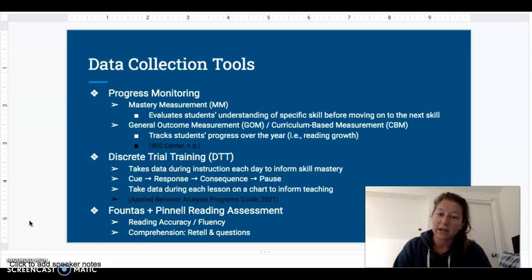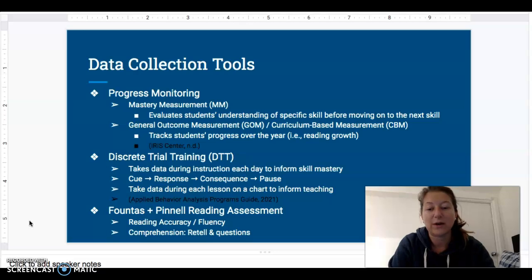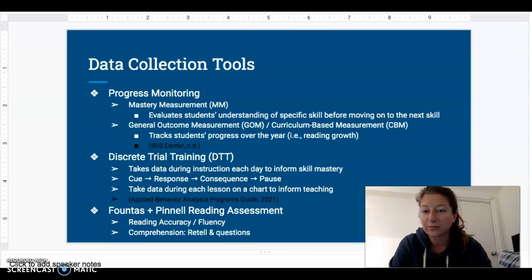And it also gives an assessment on spelling as well, which I think is really important just within their own phonics of not only their decoding when they're reading a book, but also their encoding as well. So I didn't note that down here, but it is another assessment tool that I will use for students.